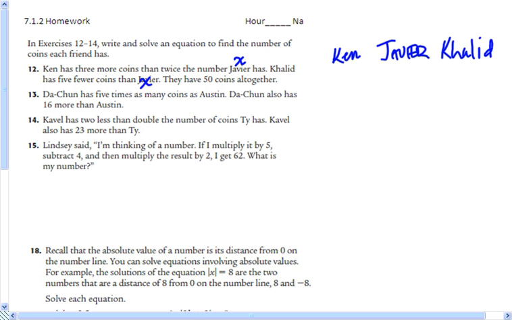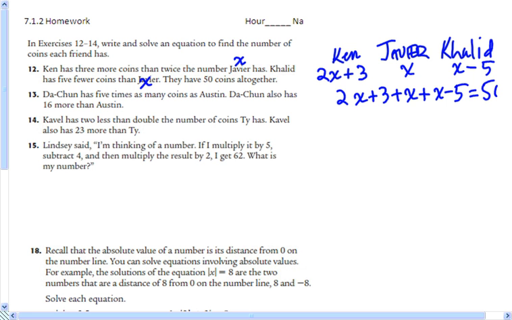And then Ken has 3 more coins than twice the number Javier has, so we can just call that 2x plus 3 for Ken. And then Caleb has 5 fewer coins than Javier, so we can just call that x minus 5. And since they have 50 coins altogether, we can combine these into one equation, adding them all up, so that our total is 50. And then we can simplify that.